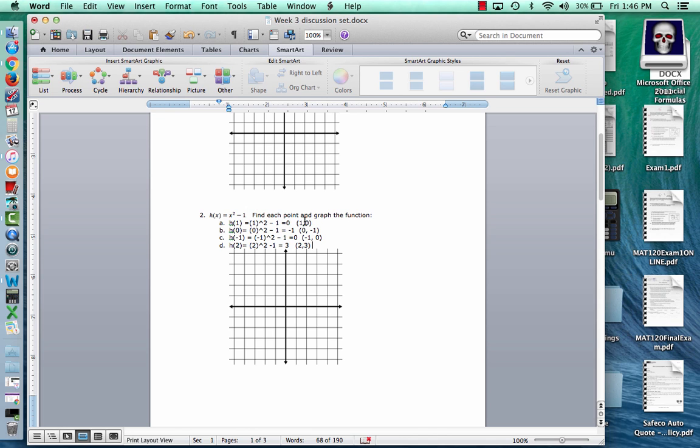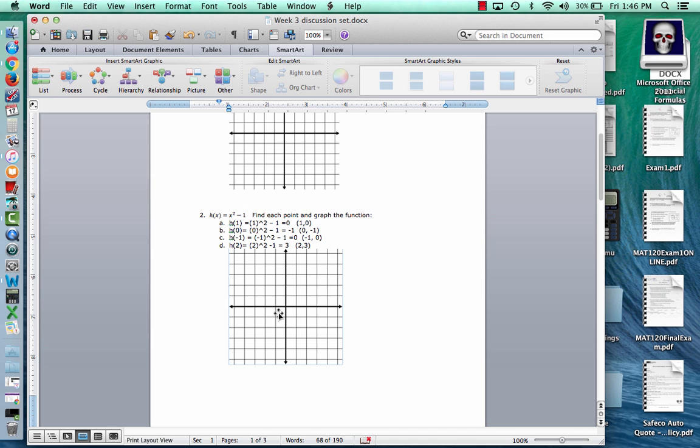Then we want to plot those points. (1, 0) would be right there. We plot that point. (0, negative 1) would be right here. So we have a point here and a point here. The next one is (negative 1, 0), so negative 1, 0 is right there. So we have 3 points here, 1, 2, 3.